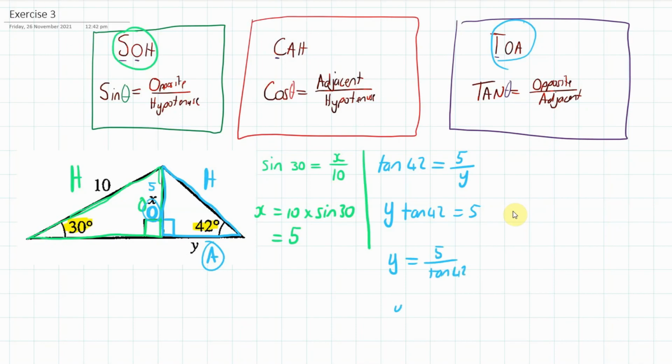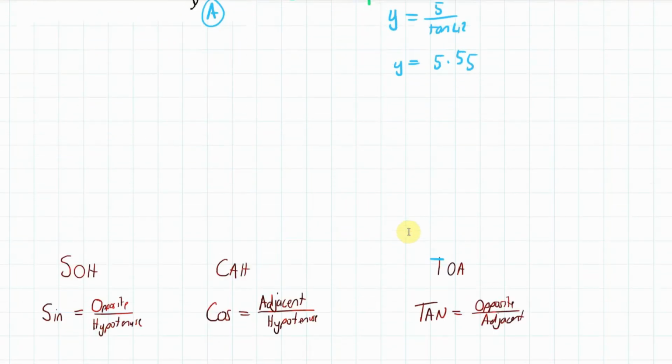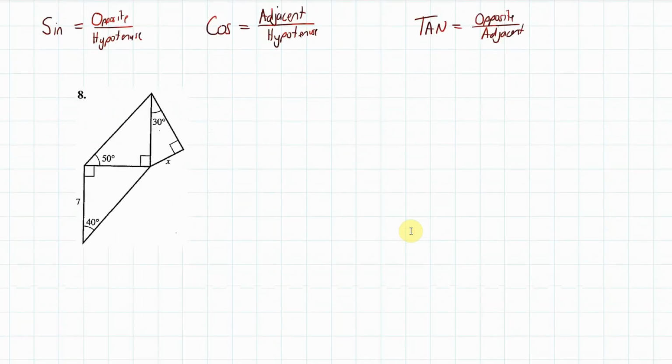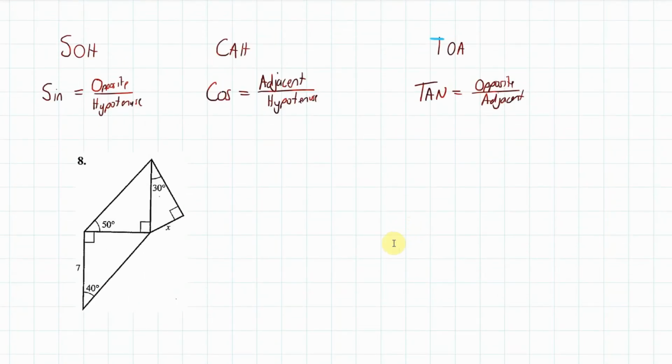Now if we whack that into the calculator, what do we get? 5 divided by, or 5 over tan 42. Make sure you put a bracket at the end of that. Now I'm getting 5.55 as my final answer there. Okay, well, let's move on. I've got another one that we can do. This one's a little bit more complex, as you can see. So let's have a look.